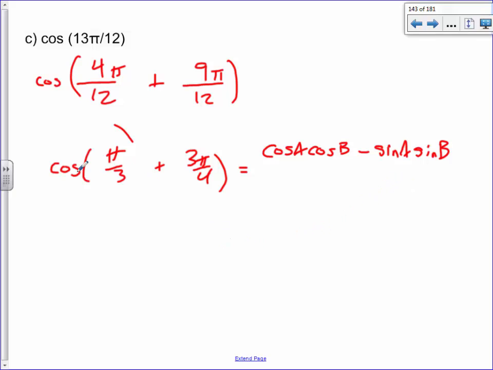Okay, so then I'm going to rewrite this out using that formula. So it's going to be the cosine of the first thing, which is pi over 3. It'll be the cosine of the second thing, which is 3 pi over 4. Then we're going to subtract the sine of the first one and the sine of the second one.